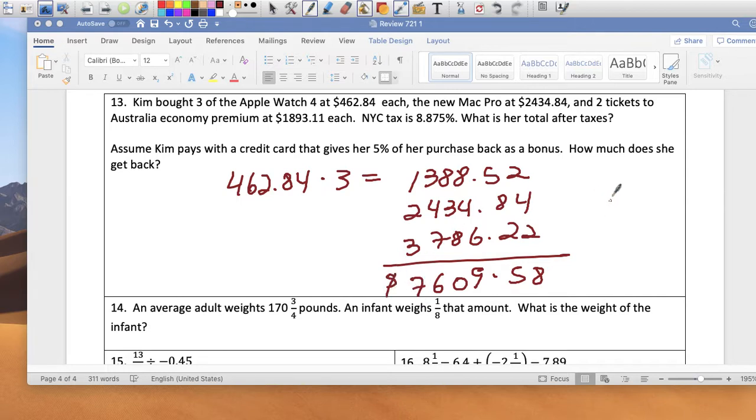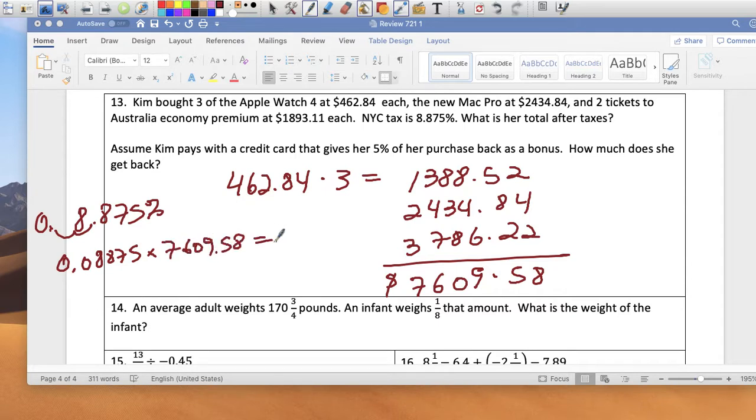Now, to find a tax on this, I definitely would keep it as a decimal. Now your tax, I'm going to write it over here, is this. We're going to change it to the rational number by moving to the left, so it's going to be 0, 1, 2, 0.08875. That's the format that you would use to multiply this times 7609.58. So your tax on this item would be $675.35.